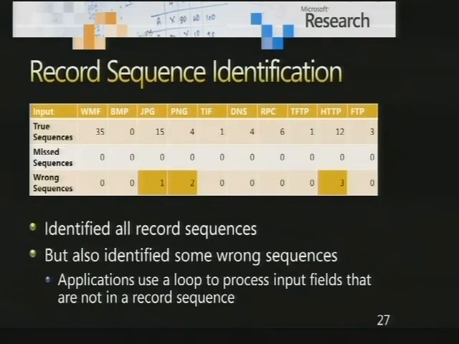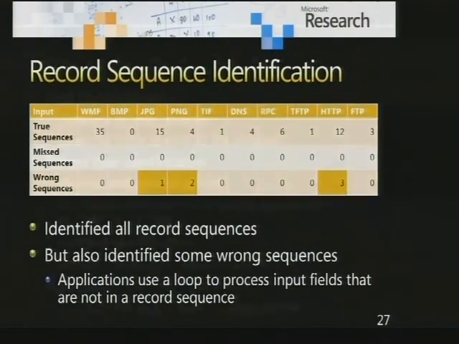So I just want to give details on one metric. Here we show that on the 10 formats, we identified all the record sequences, based on the second row. Let's say missed sequence is 0. And the third row shows wrong sequences. We identify some wrong sequences. The reason is that sometimes applications use a loop to process input, however, those input fields are not a record sequence. For instance, a JPEG parser uses a loop to compare the first 4 bytes in the input to see if they equal some specific value.